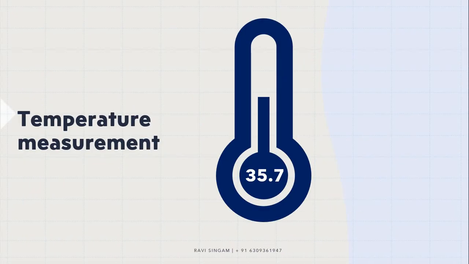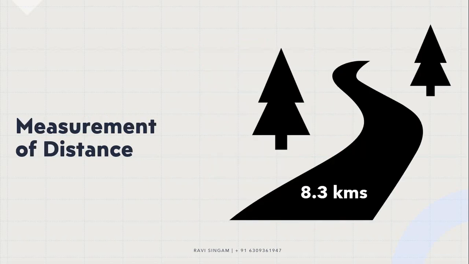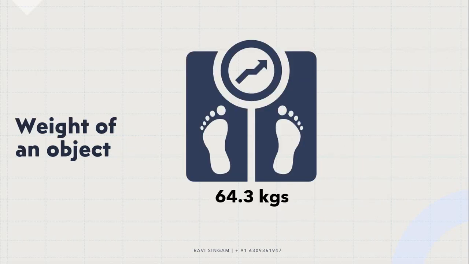Temperature measurement. In this case, 35.7 is a floating point number. Financial calculation. $100.75 is a floating point number. Measurement of distance. 8.3 is a floating point number. Weight of an object. 64.3 kgs. 64.3 is a floating point number.